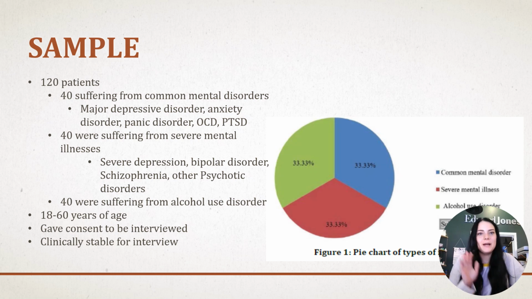Here is my graph down here at the bottom. You can see alcohol use disorder got cut out a little bit, but that is what the green is. And you can see they used a pie chart to show that it is split evenly three ways. Most of these patients were within the age of 18 to 60. They gave consent to be interviewed, and they were clinically stable for an interview as well. And you can see that they put all of this in this lovely graph up here for us to view.